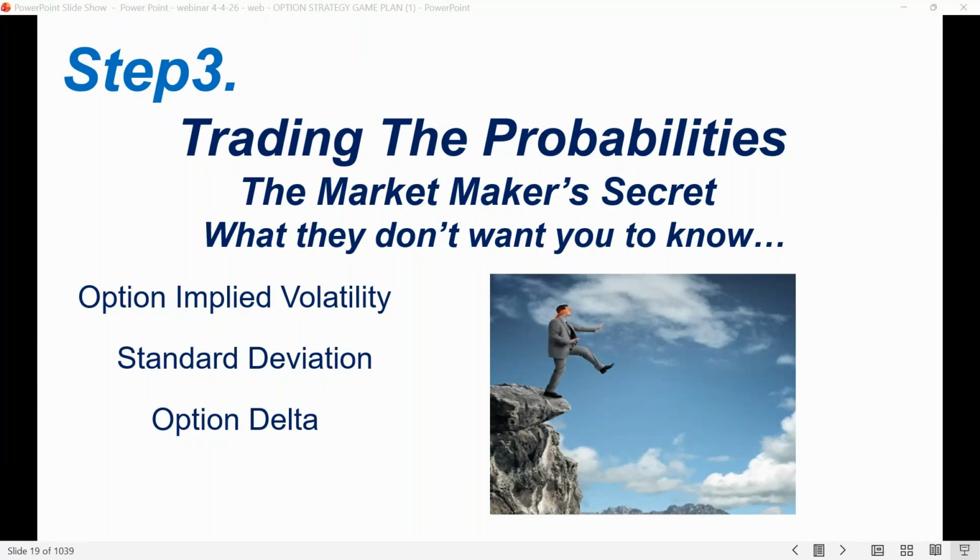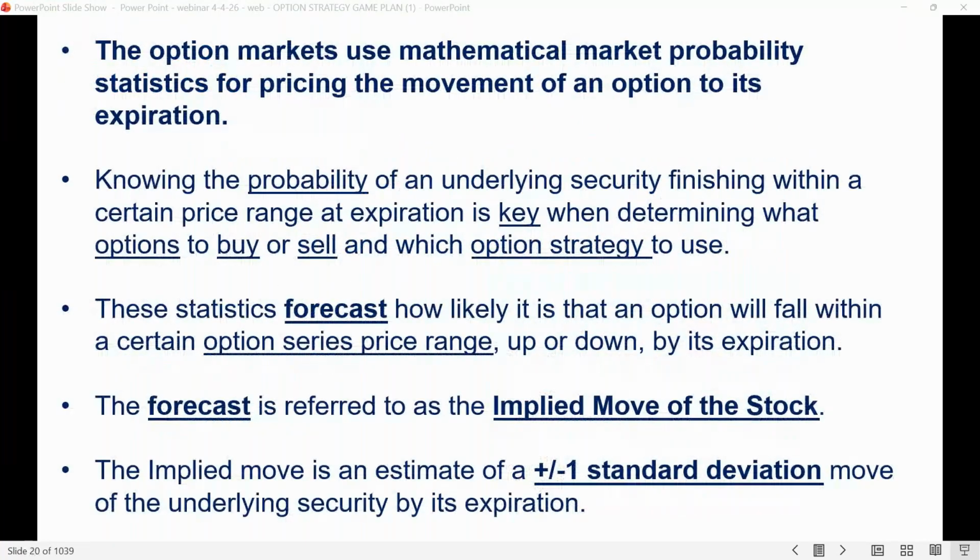It's what they don't want you to understand because it's how they make their money. All right, so it's based on volatility, and it's based on time decay, things like that. So when we look at the option markets, they use mathematical market probability statistics for pricing out the movement of your option to its expiration. And the option platform that most all option platforms are based off of is what we call the Black-Scholes model.